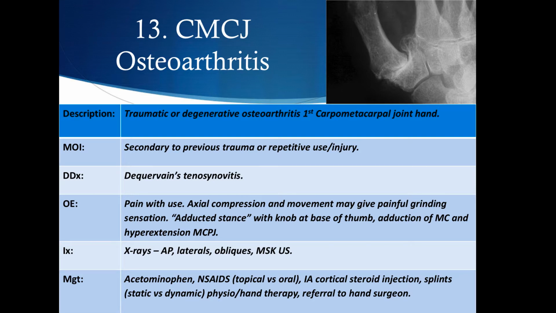Management involves pain management with acetaminophen, anti-inflammatories, both topical and oral, as well as intra-articular corticosteroid injections. Joint stabilization can be provided with splints, which are static or dynamic, and soft tissue treatments can be provided by a physiotherapist or hand therapist. If these conservative measures don't help, then referral can be made to a hand surgeon.